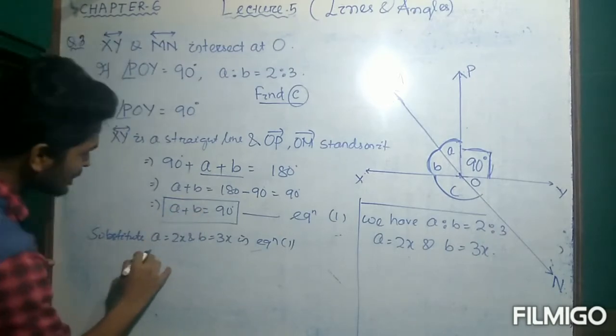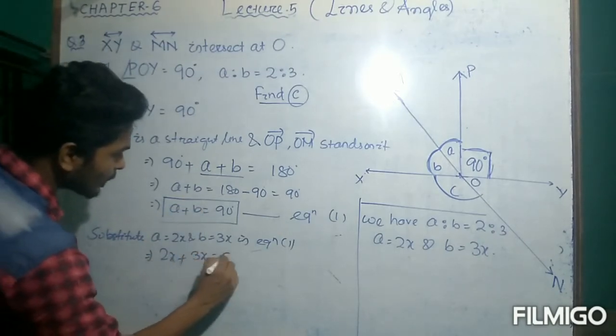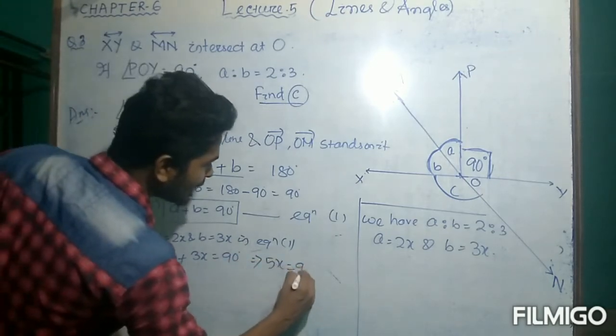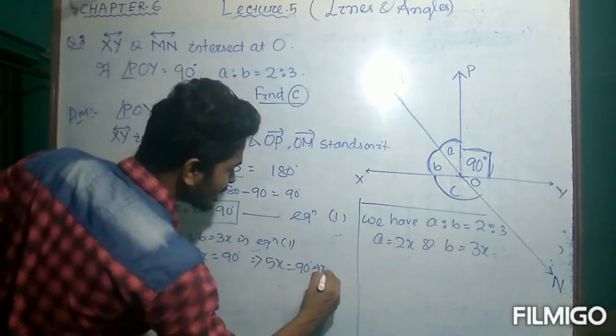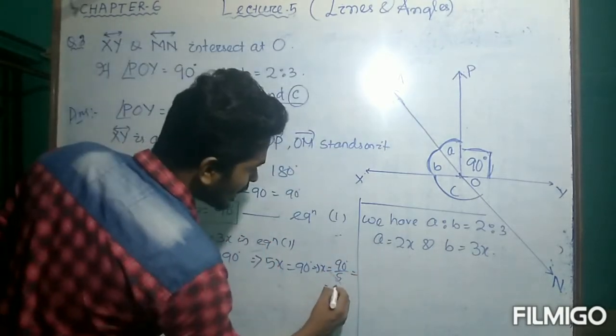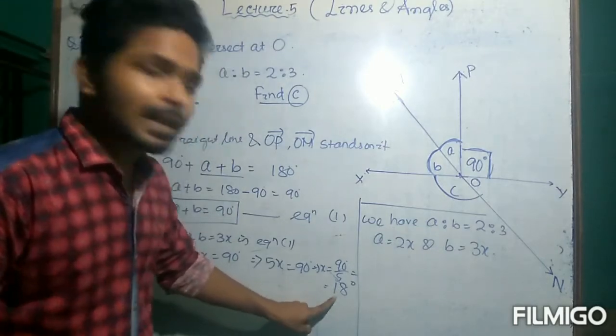Okay, so equation 1 becomes 2x plus, in the place of B, write 3x is equal to 90 degree. So 2x plus 3x are 5x is equal to 90 degree. So x is equal to 90 degree by 5. After cancellation you get 18 degree. Okay, so the value of x is 18 degree.